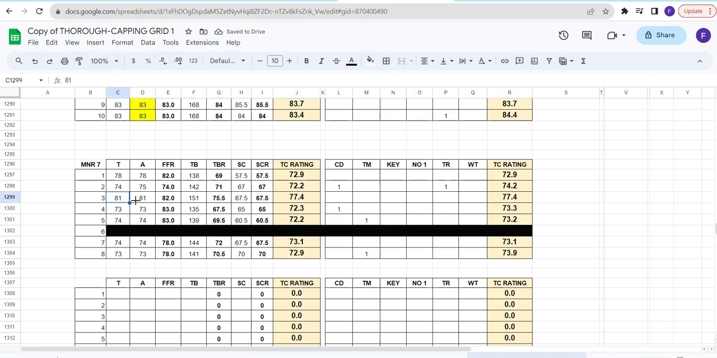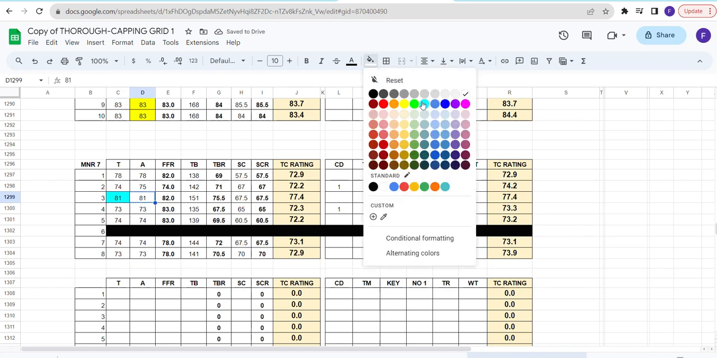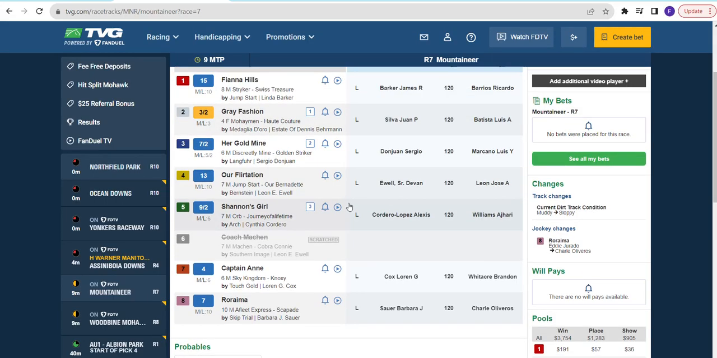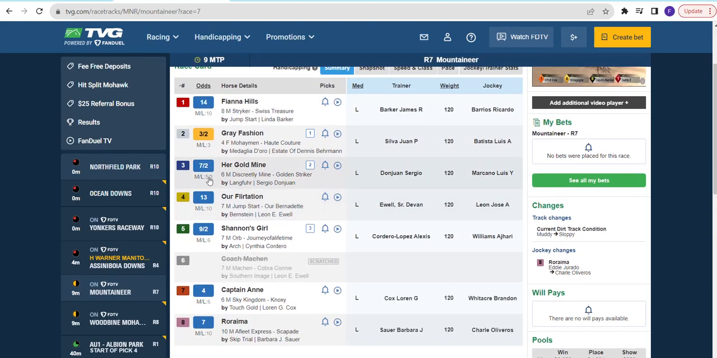Starting with the 3 horse. He is our target horse, and he's our ability horse. So right now, the 3 horse is the horse. Now, where are we looking at the 3 horse on the board right now? The 3 horse is 5-2 morning line. He's at 7-2. The 2 horse is taking money, second choice on the morning line, currently 3-2.